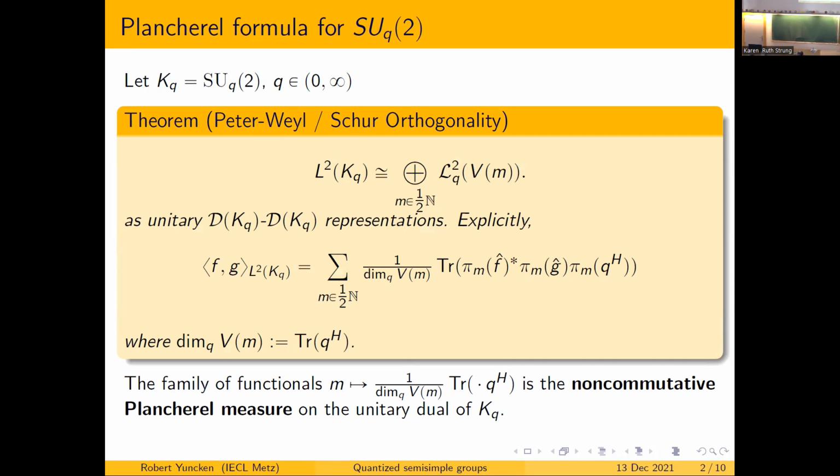So let's just recap that. I more or less said everything orally, but I just want to make sure we're all on the same page here. So we're looking at SUQ2. We take a pair of functions f and g on SUQ2, and we take their L2 inner products using this Plancherel integral that we defined. And the claim is that this inner product can be calculated by decomposing this L2KQ representation equipped with the left and right regular representations of our quantum group into a family of finite dimensional left and right representations of our quantum group, namely the matrices over every one of the irreducible representation spaces.